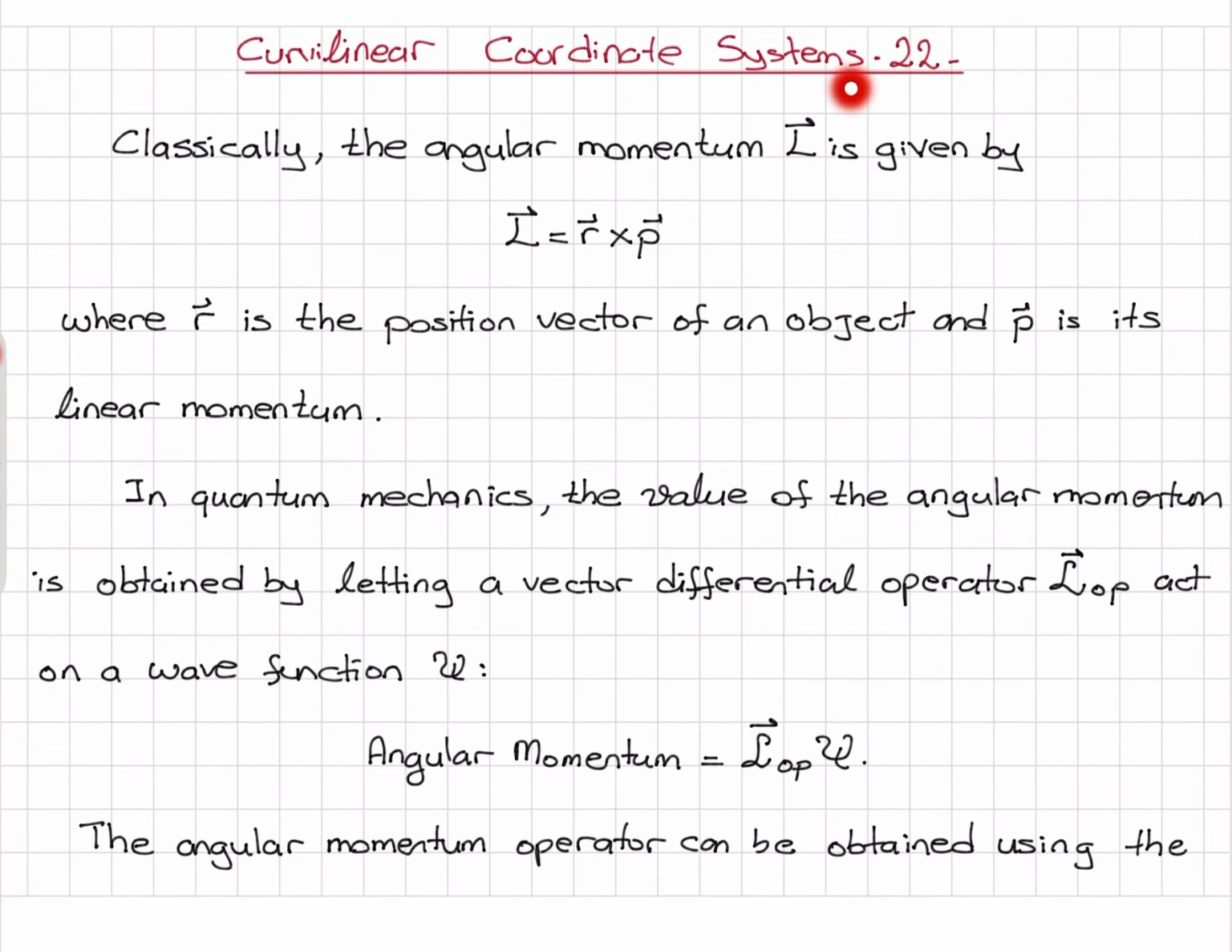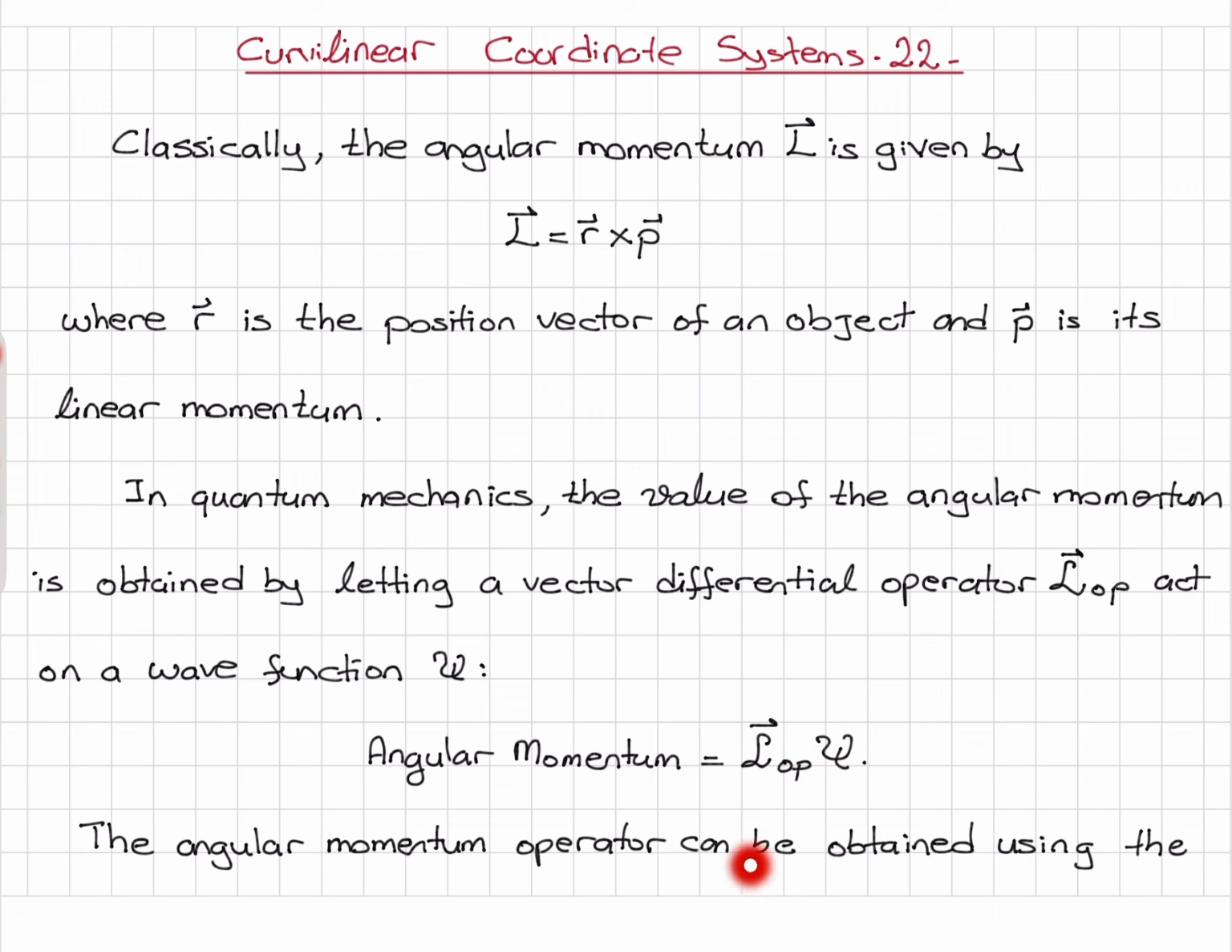Curvilinear coordinate systems 22. Classically, the angular momentum L is given by r cross p, where r is the position vector of an object and p is its linear momentum. In quantum mechanics, the value of the angular momentum is obtained by letting a vector differential operator L-op act on a wave function psi. Angular momentum is L-op acting on psi.